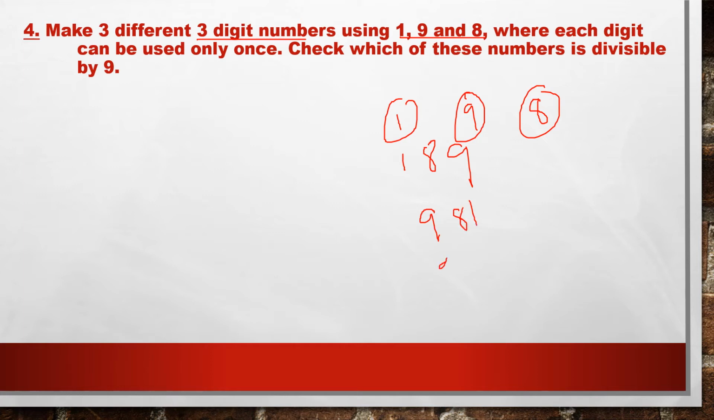918, like this. You should write three different numbers, where each digit can be used only once. It means if you used 1 in this number, you should not repeat it again. Suppose 181. Here I am using 1 twice.